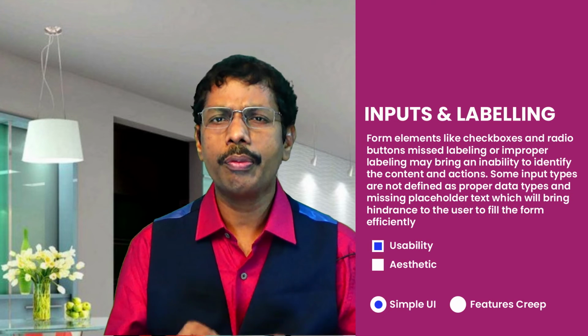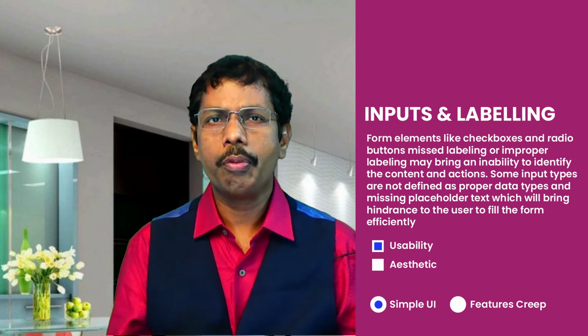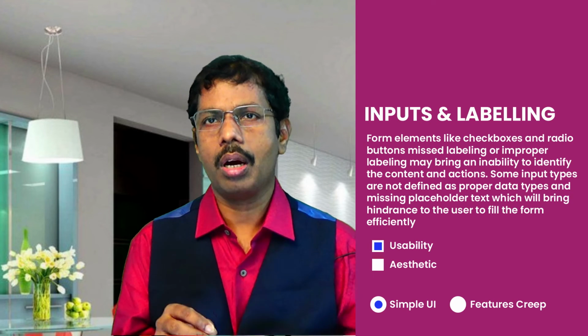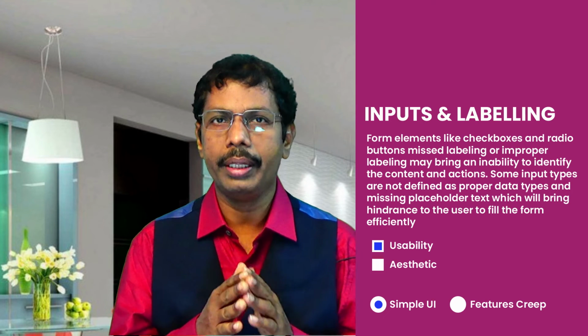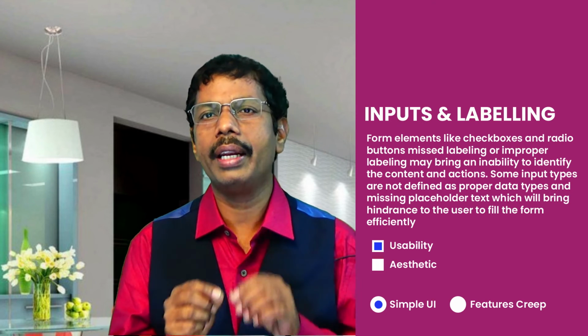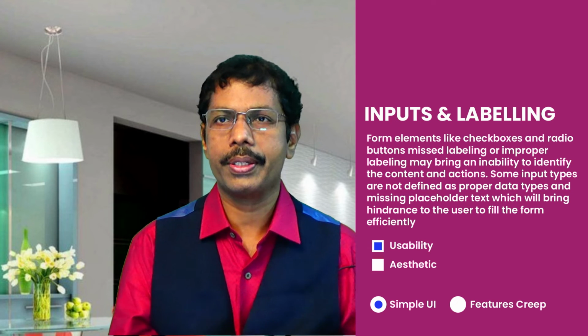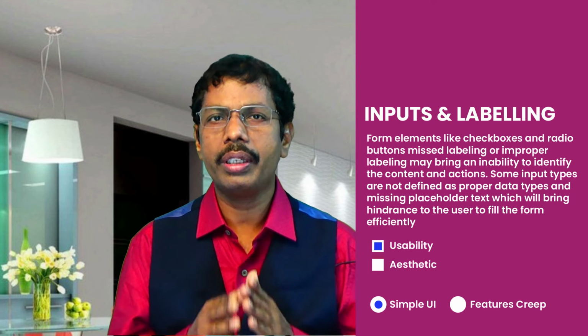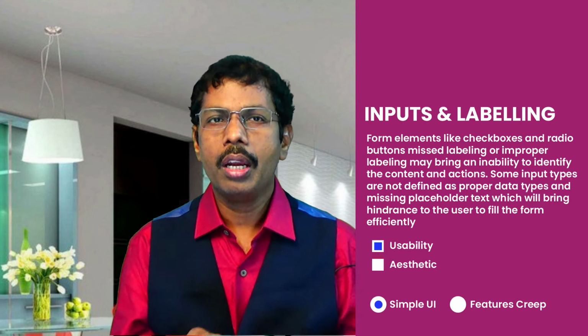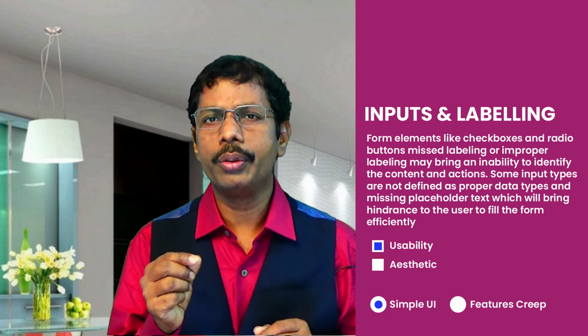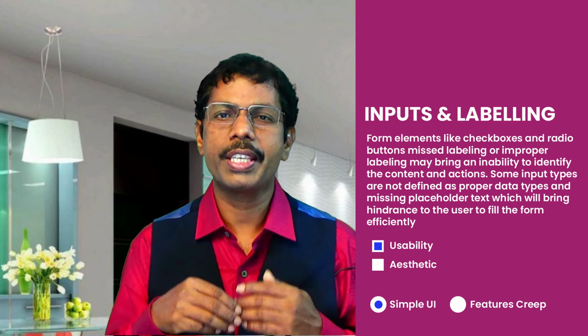The next one is form input and labeling. For form elements like checkboxes and radio buttons, missing or improper labeling may make it impossible to identify the content and actions. Some input types are not defined with proper data types, and placeholder text is missing, which will hinder the user from filling out the form efficiently.